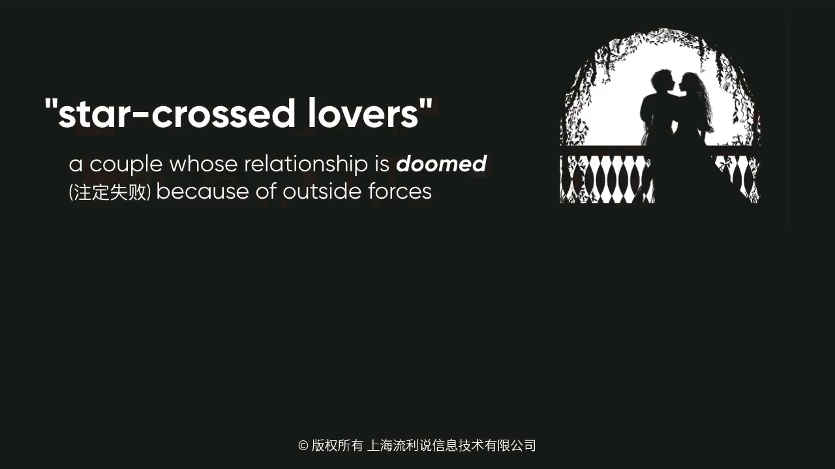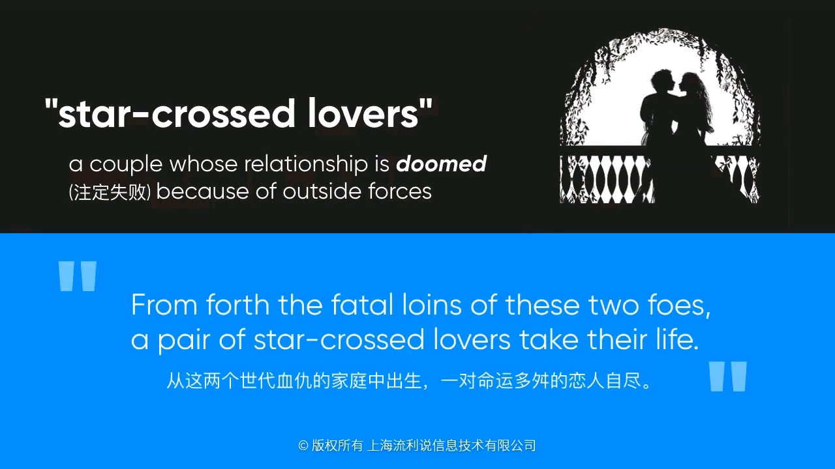This play coined the term star-crossed lovers to describe a couple whose relationship is doomed because of outside forces. During this time, people believed that the stars determined one's fate, and therefore Romeo and Juliet's tragic end was their destiny. To quote the text of Romeo and Juliet, "From forth the fatal loins of these 2 foes, a pair of star-crossed lovers take their life."